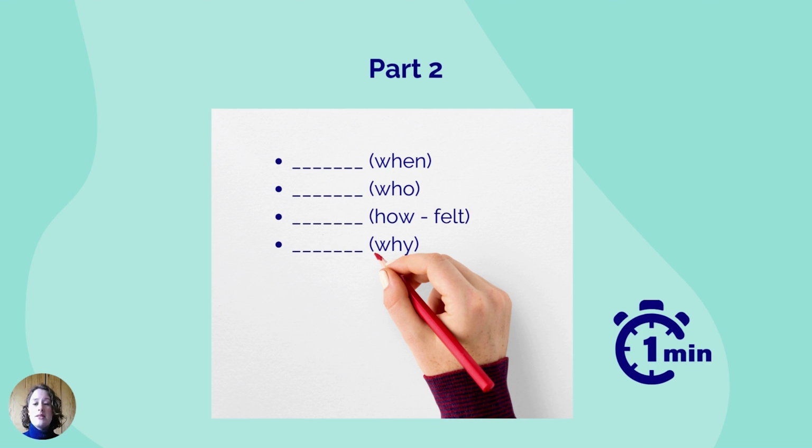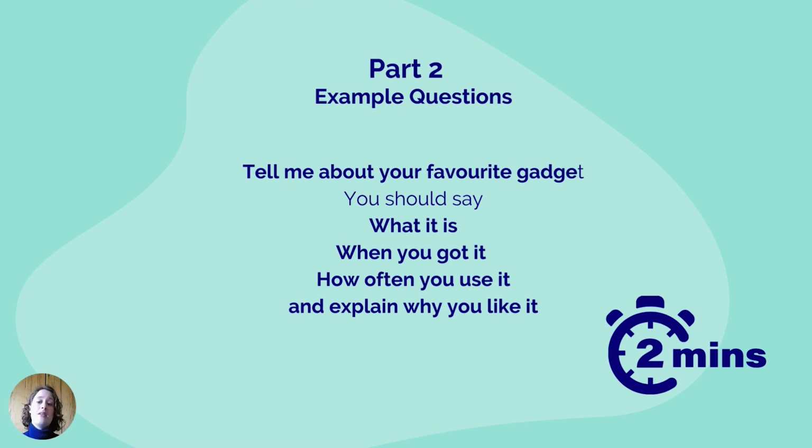When you are practicing your answer, don't forget to move your finger down each bullet point to ensure that you cover all of your points. Let's take another look at the question. Remember, the question was, tell me about your favorite gadget. You should say what it is, when you got it, how often you use it, and explain why you like it.